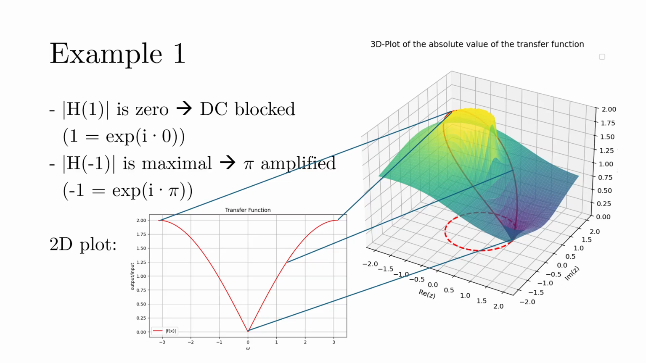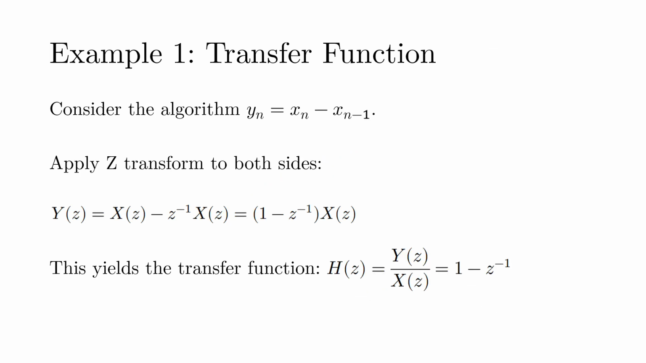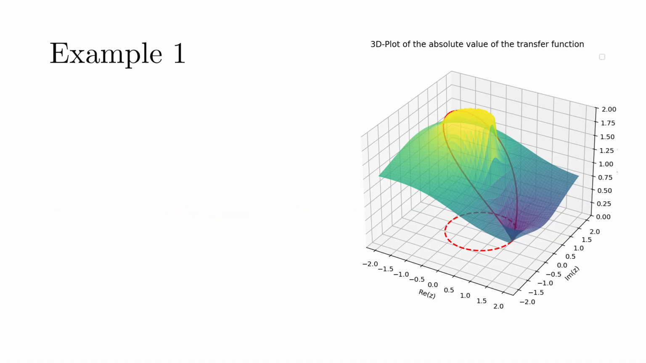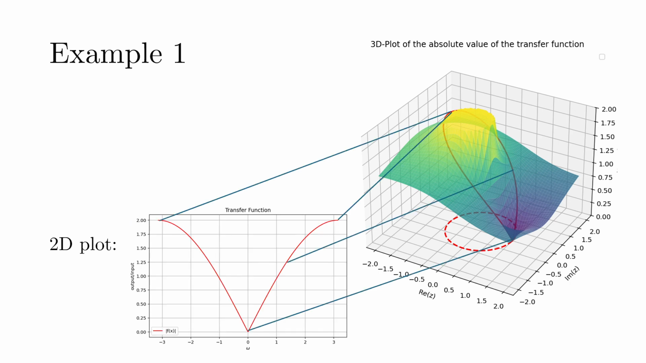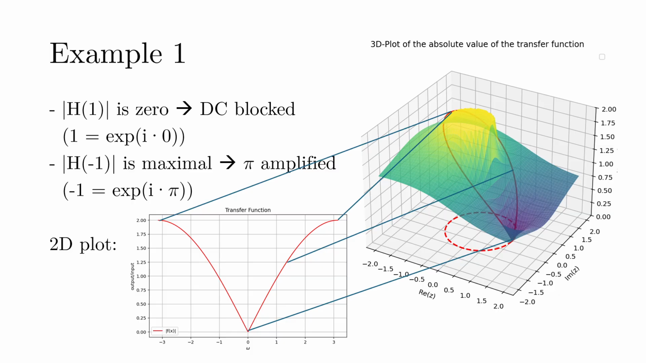Okay. So this is how you derive transfer functions in a very general way. Always start with the algorithm, then apply the Z transform, then rearrange the terms to get Y over X, which is the transfer function, then plot that over the complex unit circle, maybe do a 2D plot, and then you'll know how this algorithm behaves. In this case, indeed, as a high-pass filter.